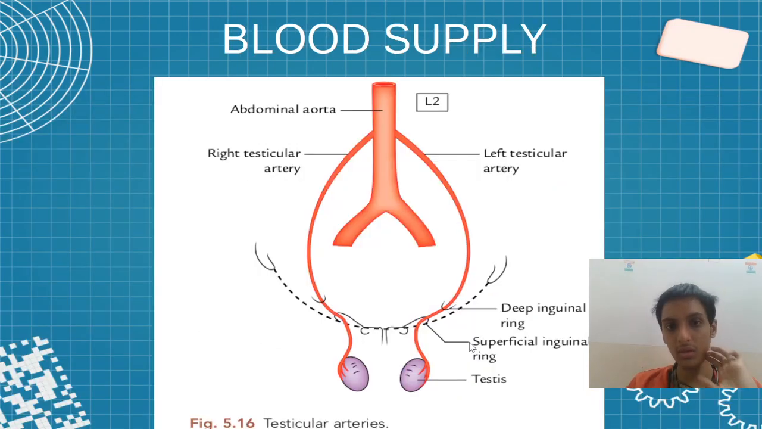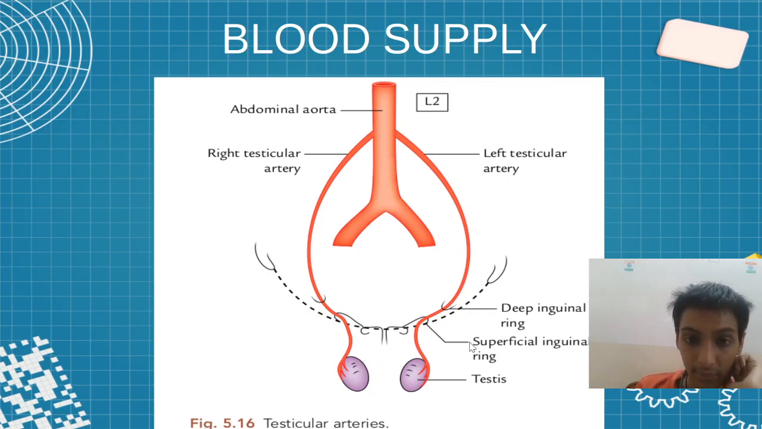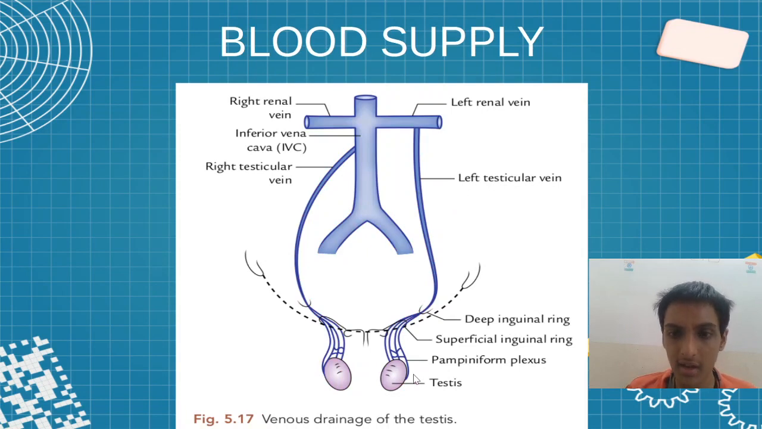Now let us see the blood supply. From the abdominal aorta, we are getting the testicular arteries that are passing through the inguinal canal and entering into the testis. Veins are very similar, but the vein is coming from the IVC, which also has the renal veins. And here another important thing is the pampiniform plexus. We have the applied aspect associated with this. I will tell you in the future slides.